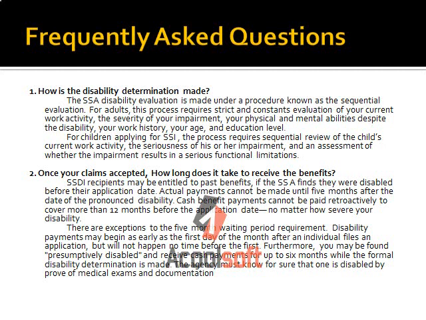For children applying for SSI, the process requires sequential review of the child's current work activity, the seriousness of his or her impairment, and an assessment of whether the impairment results in a serious functional limitation.